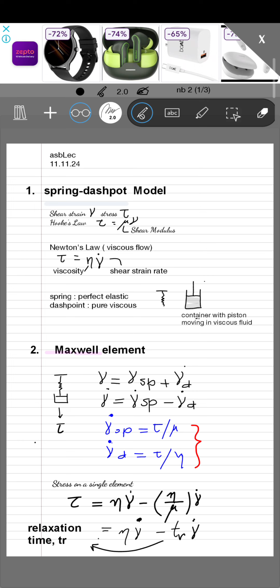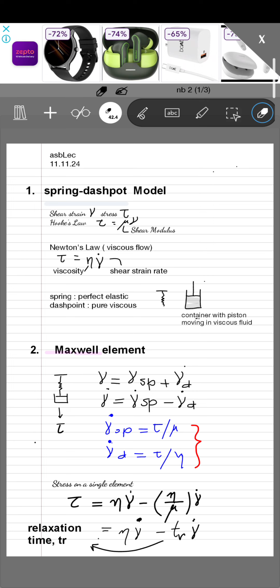In the Maxwell's model, the combination is in series. We have a spring which is connected with the dashpot. In the case of the second one, the Voigt-Kelvin model, they are in parallel, not in series. The spring and the container containing the piston are in parallel. So these two configurations are considered.